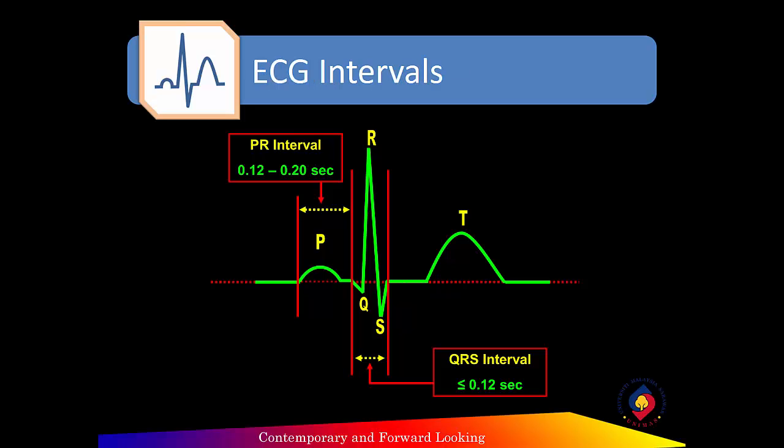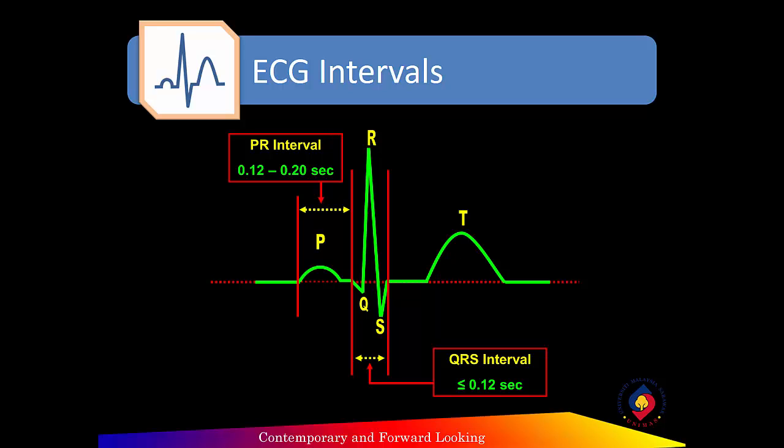Moving on, we will now take a look at several important intervals and segments in an ECG rhythm. The PR interval is the time from onset of the P wave to the start of the QRS complex. It reflects conduction through the AV node. The normal PR interval is between 0.12 to 0.2 seconds, or between 3 to 5 small squares.